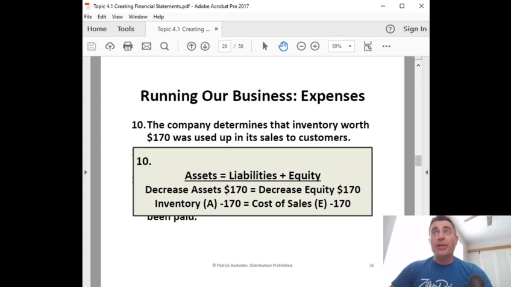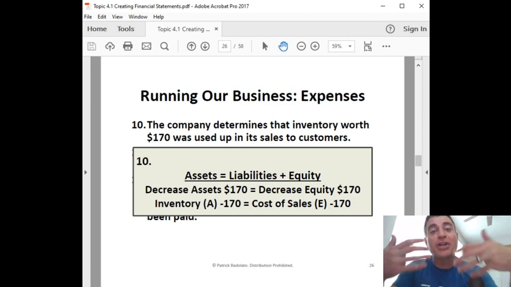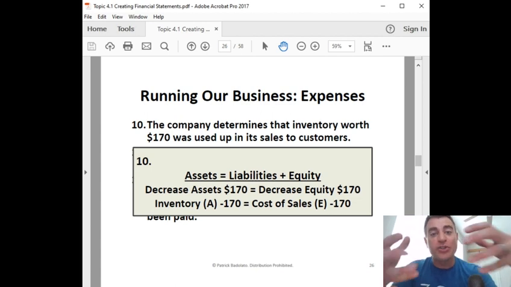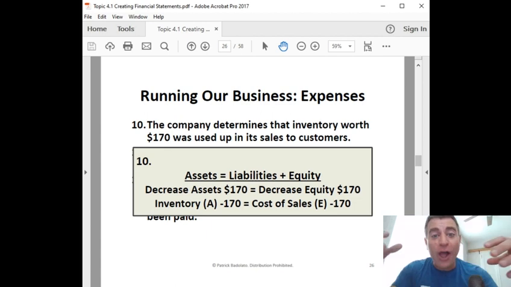First one. Company determines that inventory worth 170 was used up in a sale to its customers. Again, at times you could process this right with the revenue transaction, but that's not a requirement. I'm showing what would happen if you didn't do that. So what do we have here? I'm going to decrease my assets. I'm going to decrease my inventory 170, and I'm going to decrease my equity. Specifically, now's the first time I'm going to recognize an expense. So an expense is going to be represented as a decreased equity. Effectively, I'm recognizing that resources have been used up, and therefore my equity, from my shareholders' perspective, is going to go down, all else held equal.